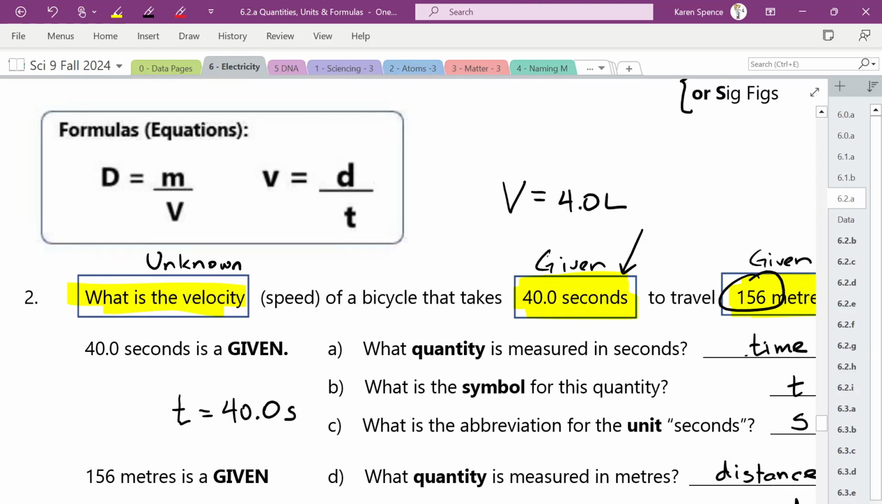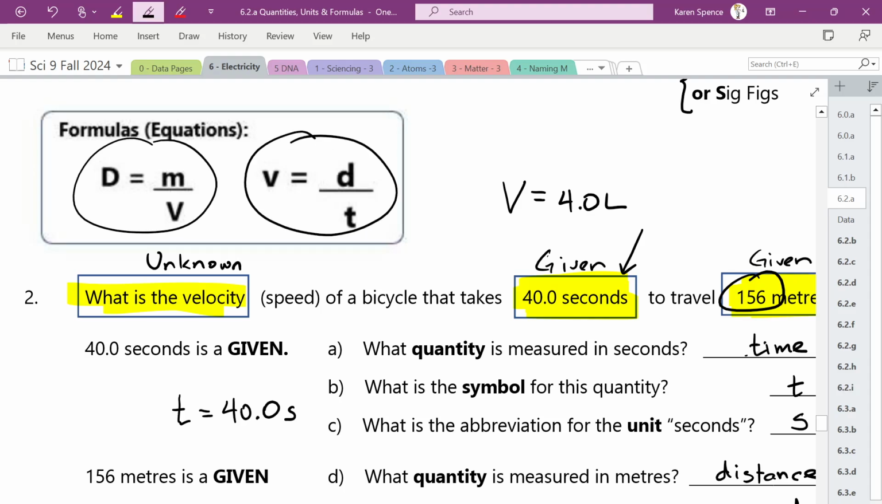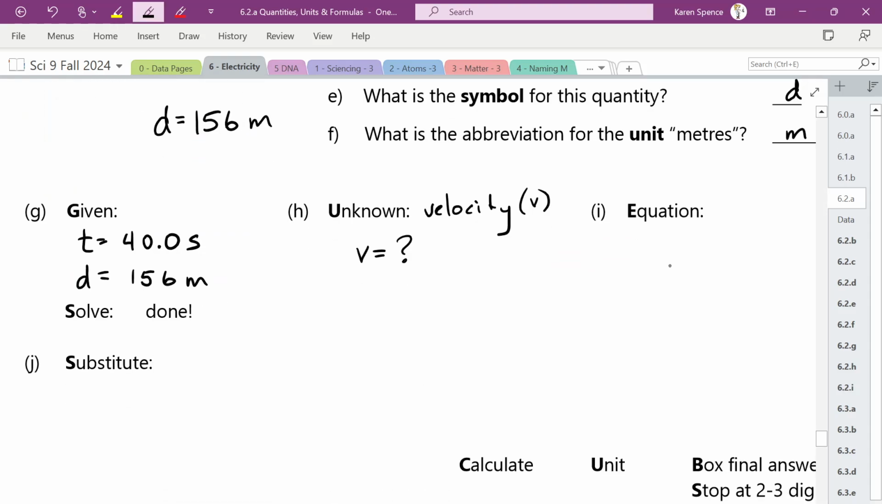We have two equations to choose from. Which one will we choose? The first one or the second one? Second one. Little v is equal to d over t.